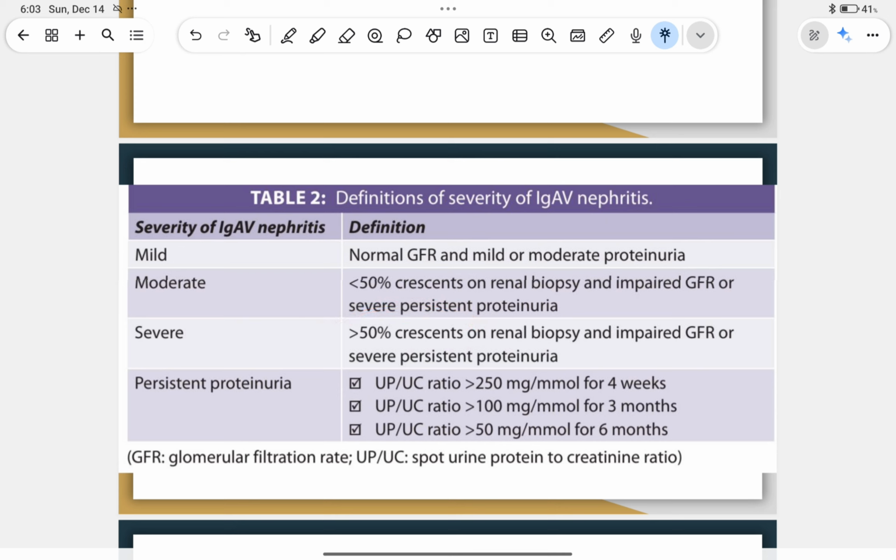So roughly in mild, there is normal GFR with mild to moderate proteinuria. In moderate and severe, there is persistent proteinuria with impaired GFR. What is persistent proteinuria? There is urine protein creatinine ratio more than 250 for 4 weeks. In moderate, on biopsy, you can see less than 50% of glomerular crescents are formed. In severe variety, there is more than 50% of crescents formed in renal biopsy.